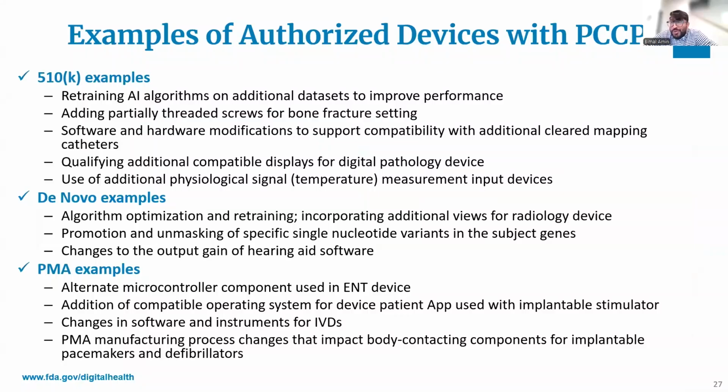So while I won't go through each, you can find a list of examples of authorized modifications with the respective pre-market submissions above. To include some, we've seen 510(k) examples with retraining AI algorithms on additional data sets to improve performance. We've seen de novos with algorithm optimization and retraining, incorporating additional views for radiological devices. And we've even seen PMA examples that were not related to AI-enabled devices, but more so alternate microcontroller components used in ENT devices, to name some.